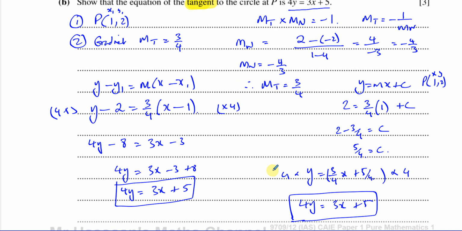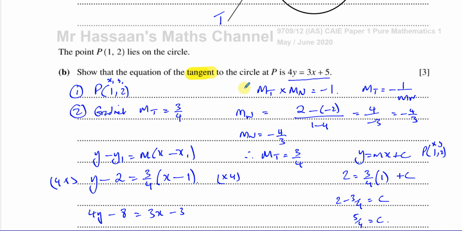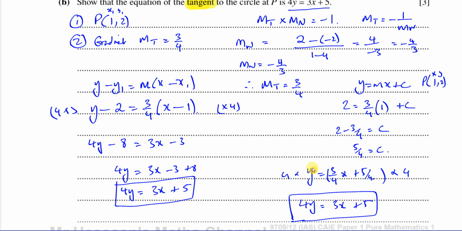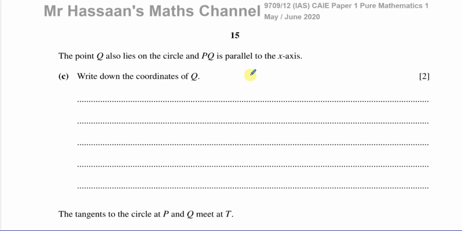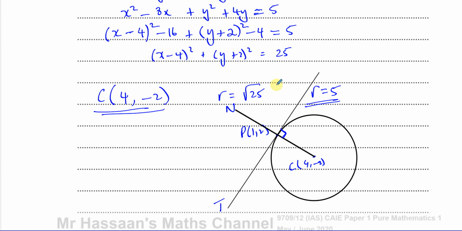So there's part B. We've shown that the equation of the tangent to the circle is given by 4y equals 3x plus 5. Now for part C. It says the point Q also lies on the circle and PQ is parallel to the x-axis. So I'm going to just go back to this diagram here.